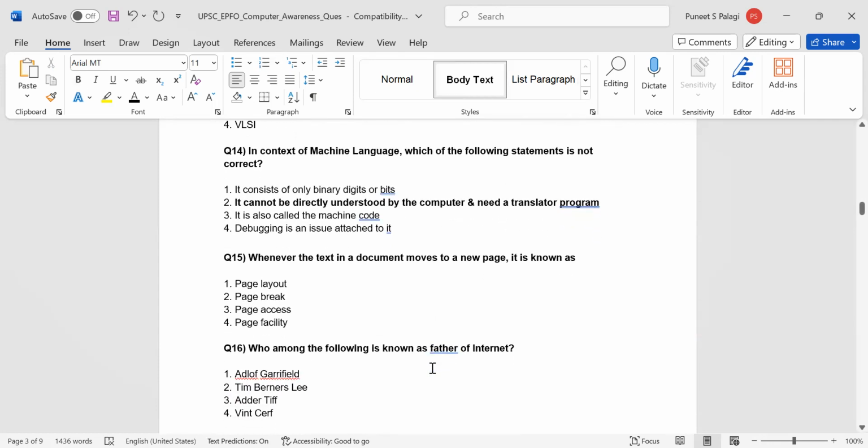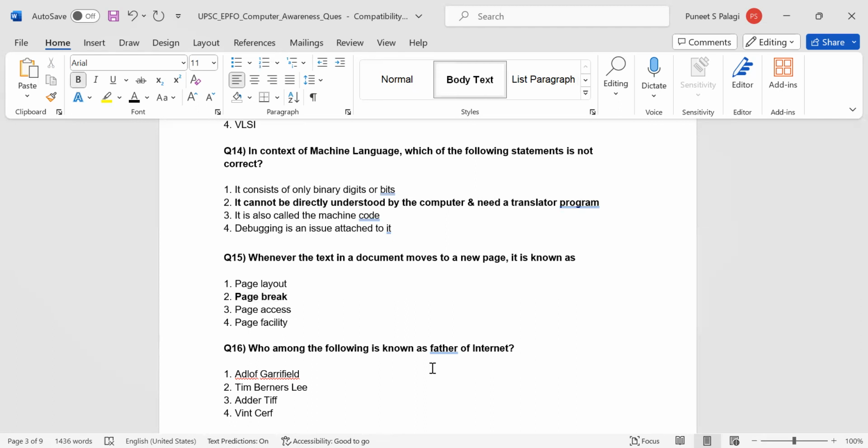So whenever the text in a document moves to a new page, it is known as page break.